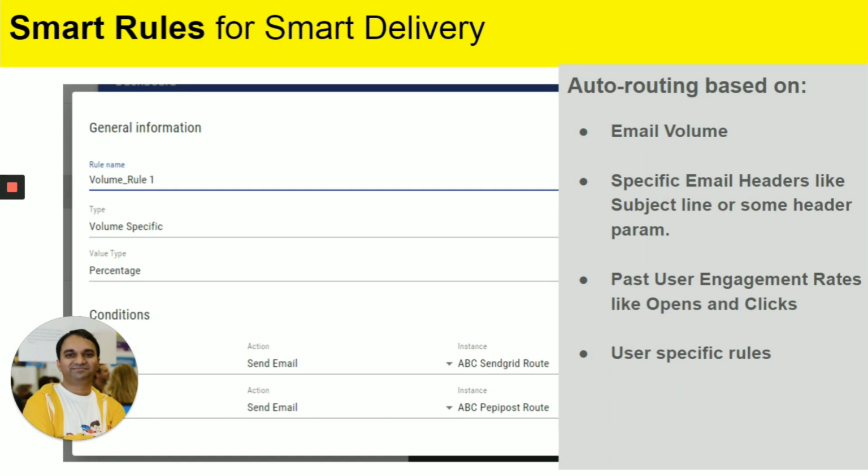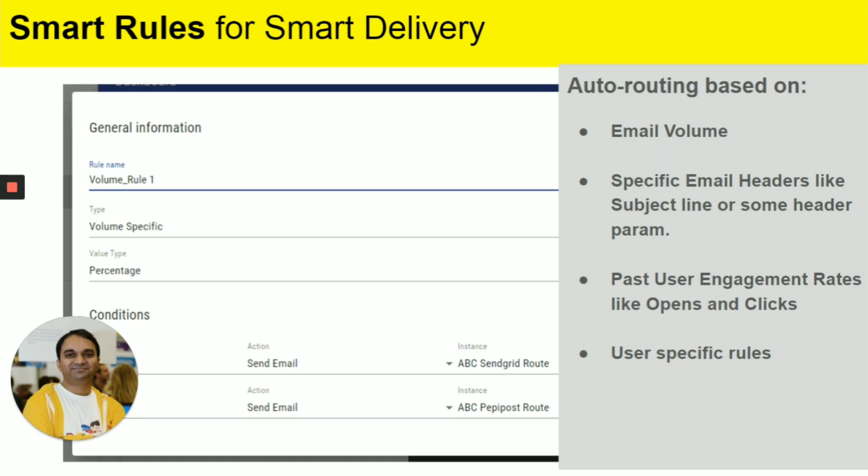So there are a lot of smart rules which you can define in order to ensure your emails are getting delivered as per the rules, and it is following the warm-up process as I mentioned. So you can define rules based upon different factors like email volume. You can segregate your traffic based upon email volume. You can say like 50% from PeppyPost, 50% from SendGrid. That's the rule I want to define. Or you can have some specific email header rules, like if the subject line is this, then send from SendGrid. If the subject line is this, then send from PeppyPost. So that's the type of parameters you can define here in the routing rules.